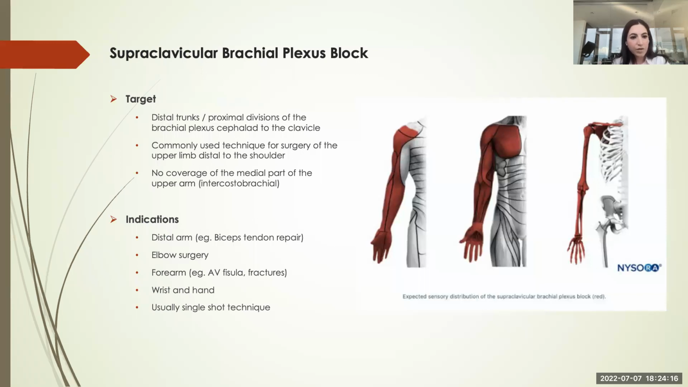So indications for upper limb distal to the shoulder would be things like biceps tendon repairs, elbow surgery, forearm procedures like fractures or AV fistulas, any procedures of the wrist and hand, and usually with a single shot technique. It is a fairly shallow target, and it's a pretty highly mobile area, and that makes it unfavorable for catheter technique. They do tend to be at significant risk for displacement. So alternatively, the catheters should be placed intraclavicularly.